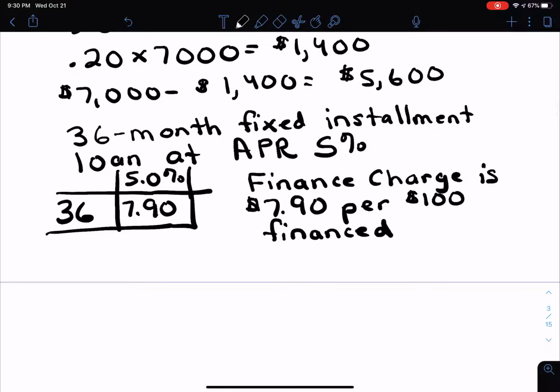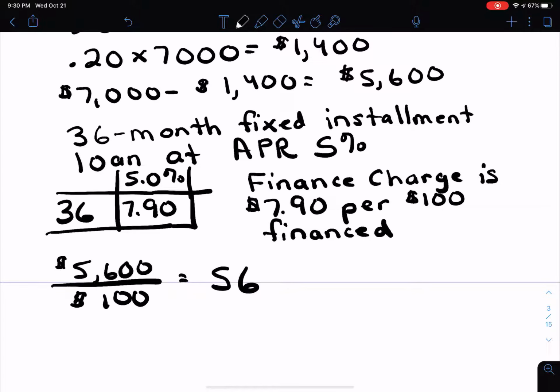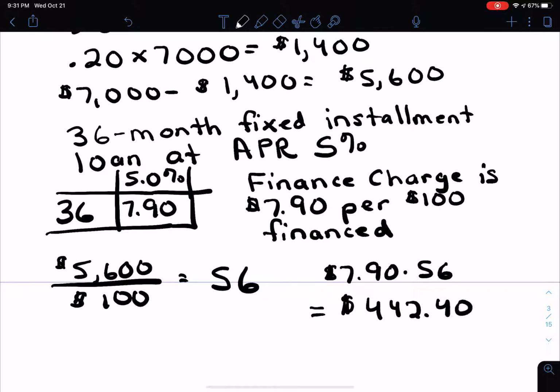Well, we're financing $5,600, so we need to see how many hundreds that is. If you put 5,600 over 100, that tells you you're doing 56 hundreds. So you would take your 7.90 times 56, and that would give you $442.40. So that's how much the finance charge is on this particular AC if you do this installment loan.